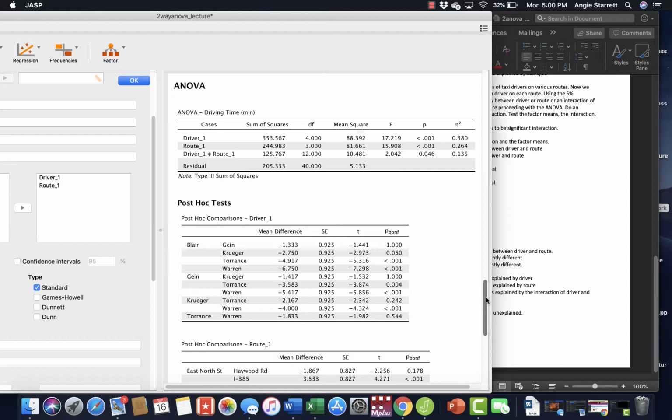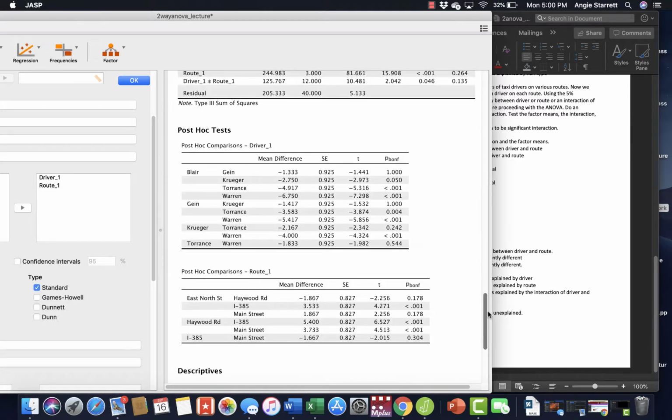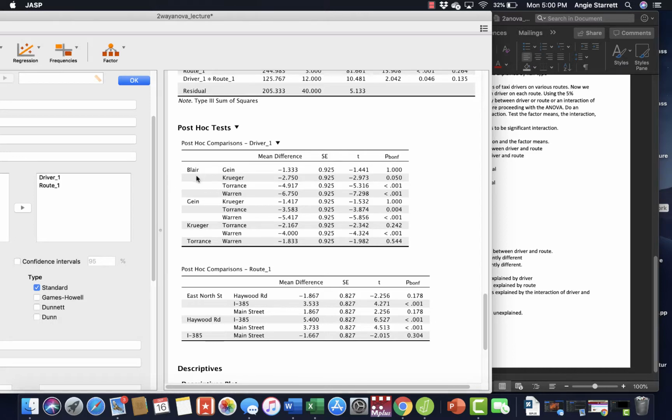So we found at least one driver that drives significantly different. Let's see here. Blair and Torrance have a significant p-value, all right? Notice this mean difference is negative. So what this is saying is that Torrance drives significantly slower than Blair. That's how we would interpret it. It's Blair minus Torrance.